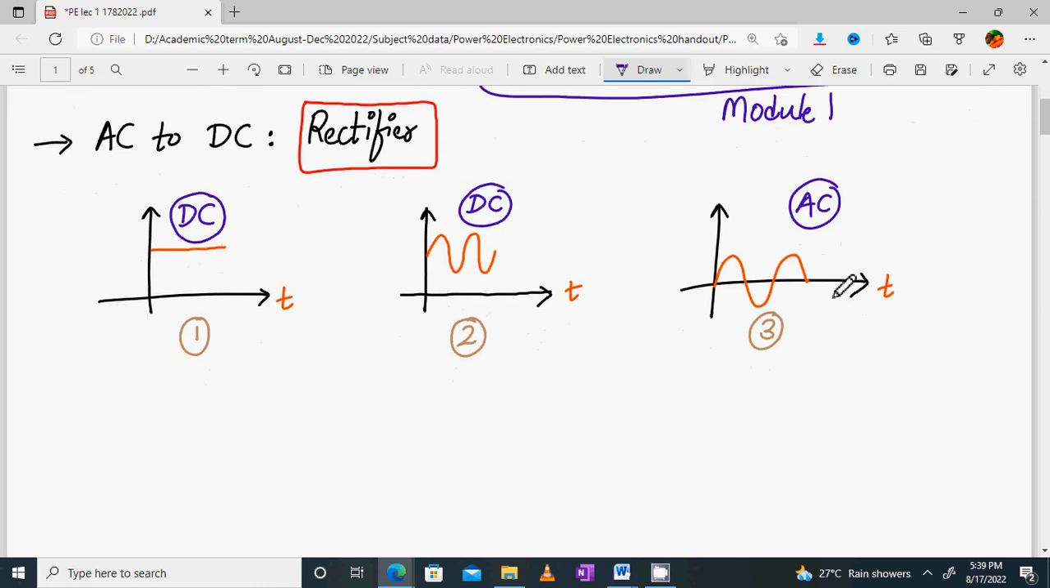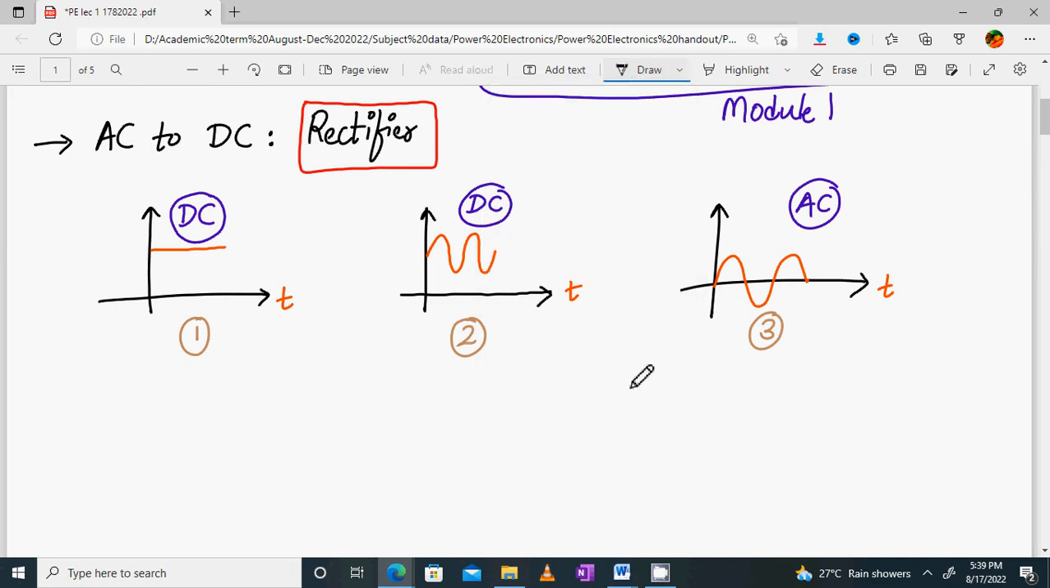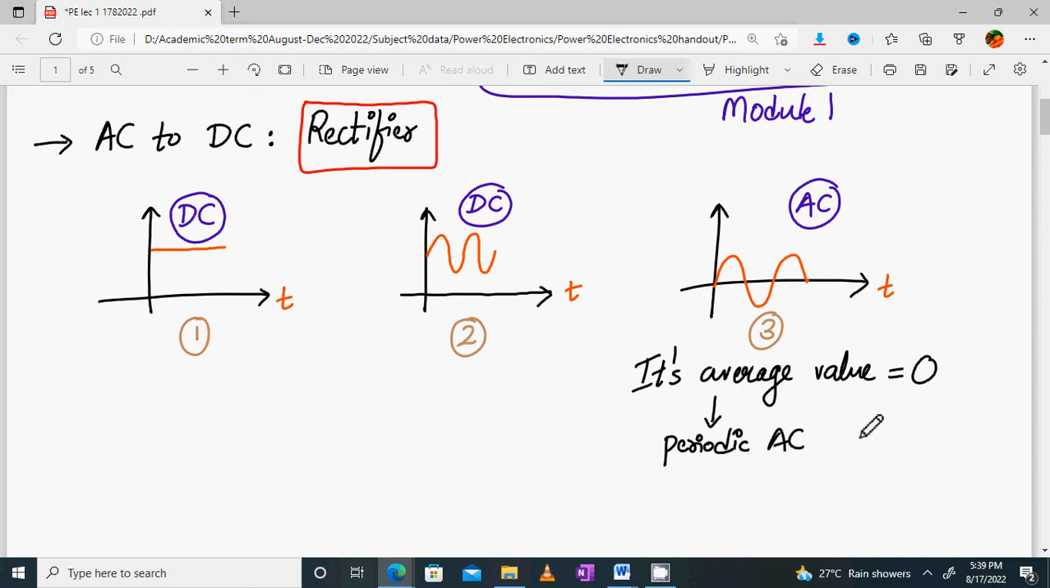Remember, waveform number 3 is a periodic sinusoidal waveform. It's an AC quantity, right? So how is it an AC quantity? What is the mathematical definition of a periodic AC signal? Its average value should be equal to 0. Then we can call it a periodic AC signal. This definition is satisfied over here, so it's an AC quantity.